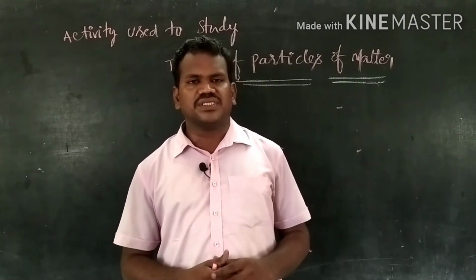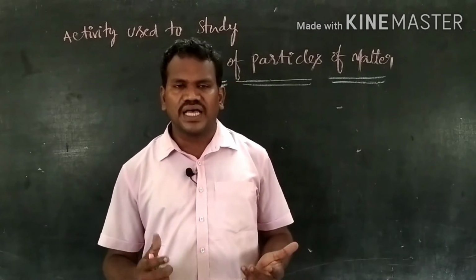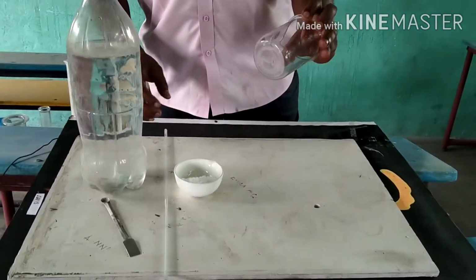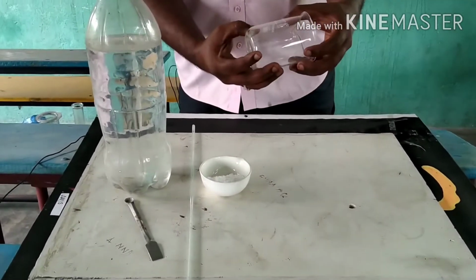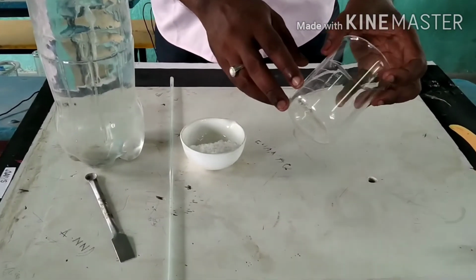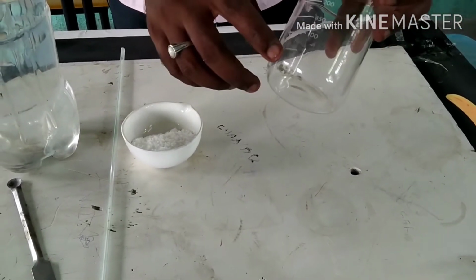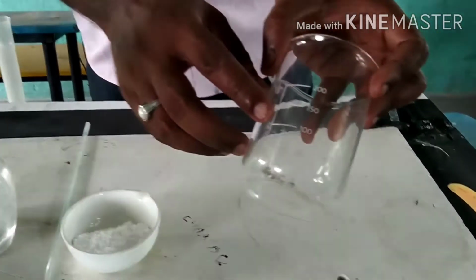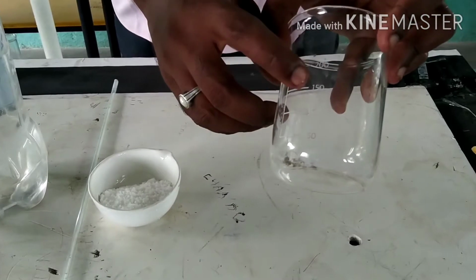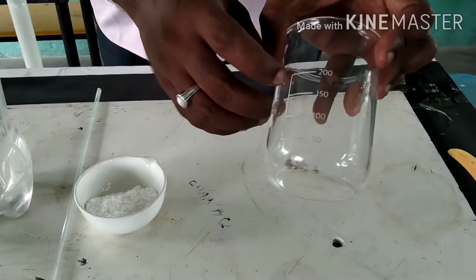To prove the size of the particles, let us perform one more activity now. I have taken a glass beaker with gradations 50, 100, 150, 200. This is the volume we are going to consider. If you pour the water up to the level of 100, this is 100 ml. If you pour the water up to 150, that is 150 ml. Up to the reading 200, that is 200 ml.